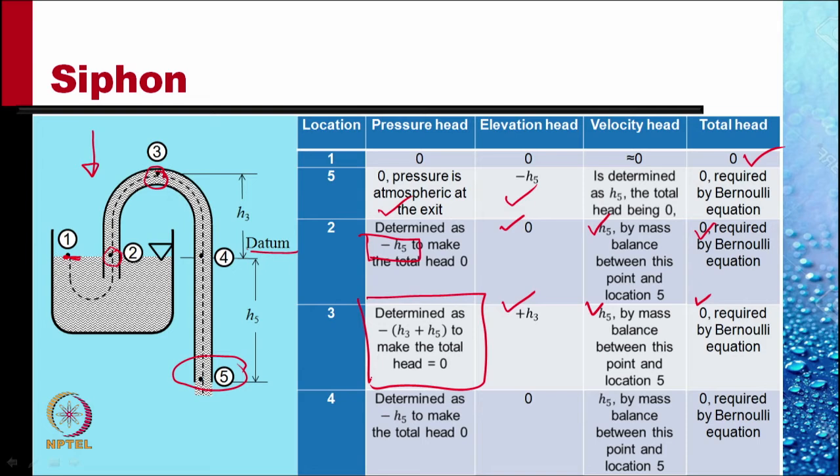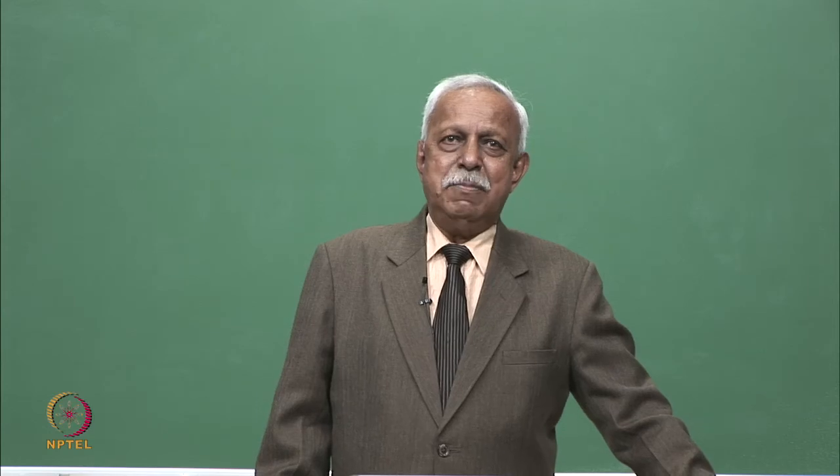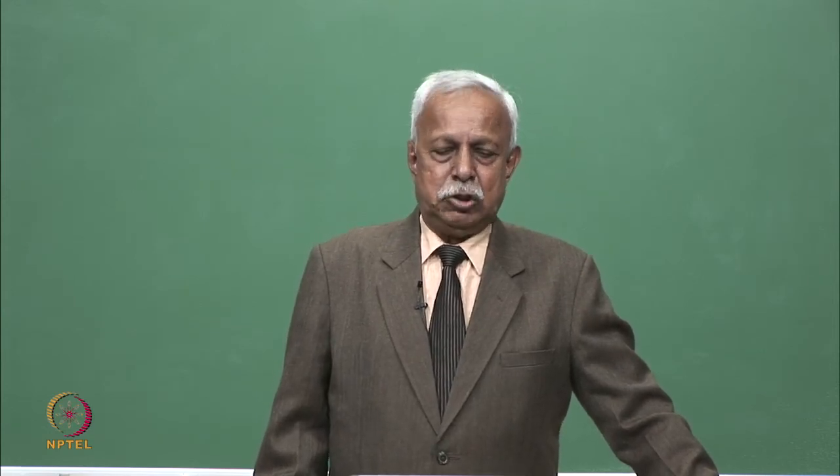Let's try one more. Point 4 at the same level as point 1, the free surface in the tank. The elevation head is 0. The velocity is same, so velocity head is h5. The total head required is 0. So this means the pressure head should be minus h5. All right? We have been able to find pressures everywhere in this tube.